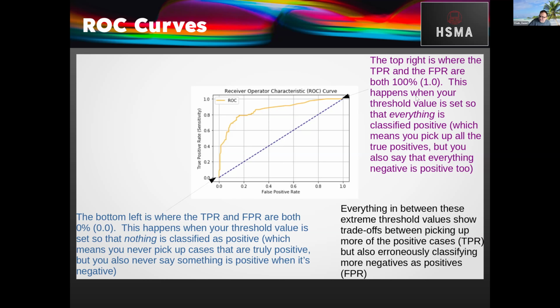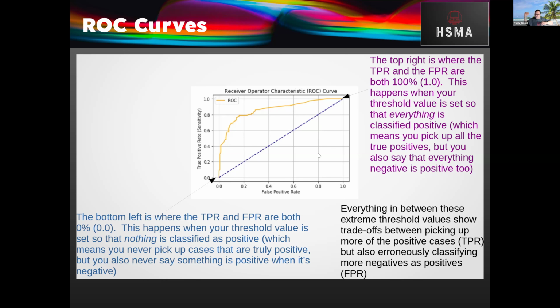Conversely, the top right is where both the true positive rate and the false positive rate are both 100%. So as you might imagine, that happens when you set your threshold so that you say everything is positive. So everybody survived on the Titanic, okay? Which means you get 100% on your true positive rate. You always pick up all of the cases that survived because you're saying that everybody survived. But the slight fly in the ointment there is that you're also saying that everyone that died survived too. Okay, so it's not particularly a useful model.